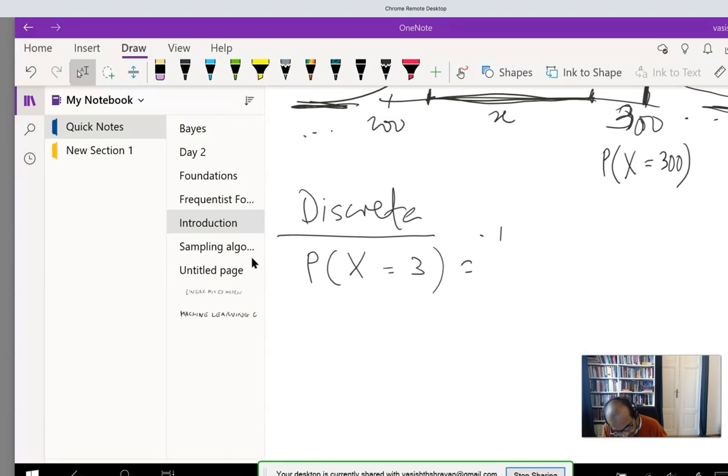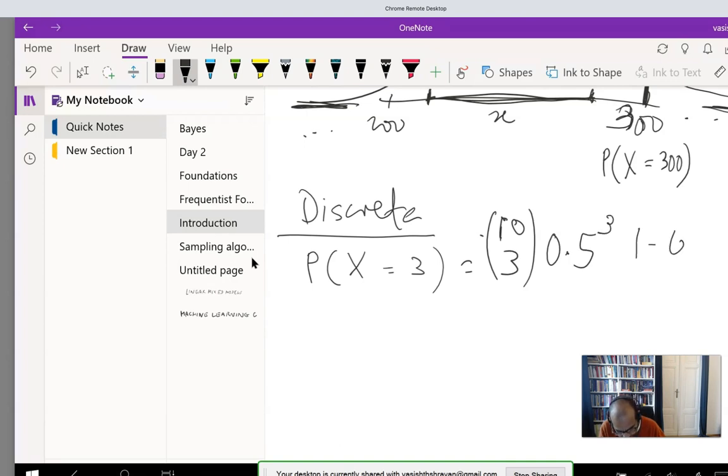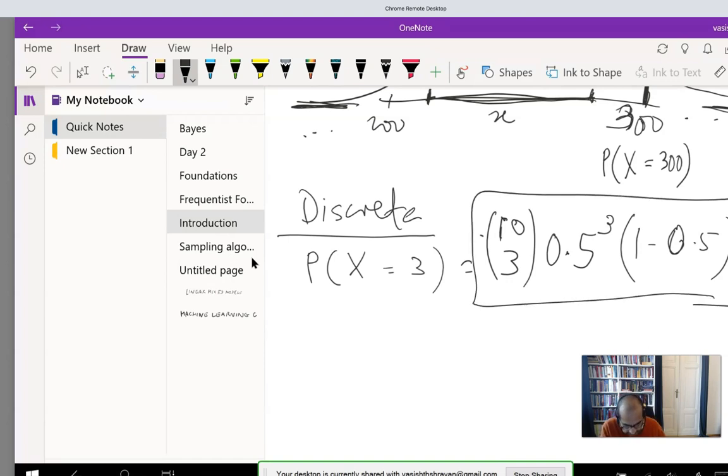Okay, so if I have 10 trials and I want to know the probability of observing exactly 3 heads, and I assume that the probability of success is 0.5, I can compute this exactly. Sorry, 0.57. Okay, so I can compute this probability exactly in the discrete case. I can't do that in the continuous case.